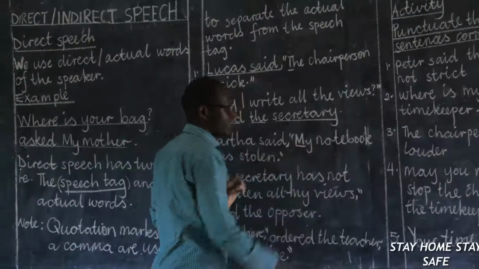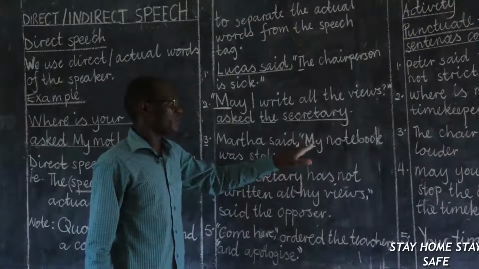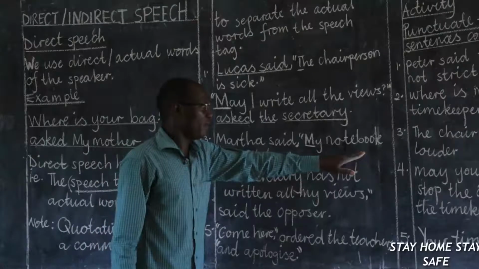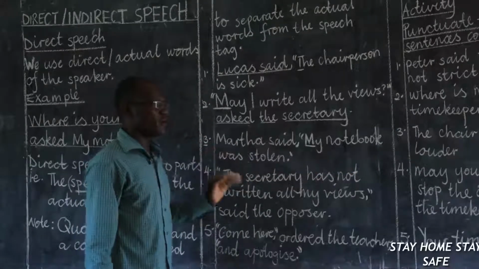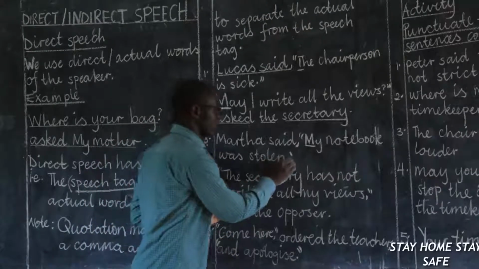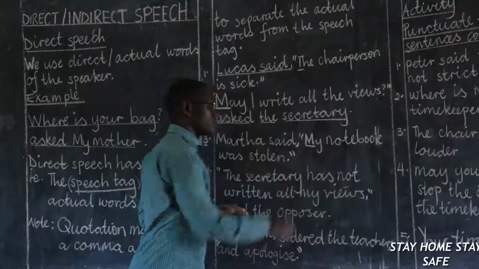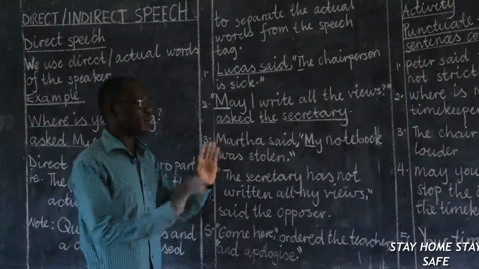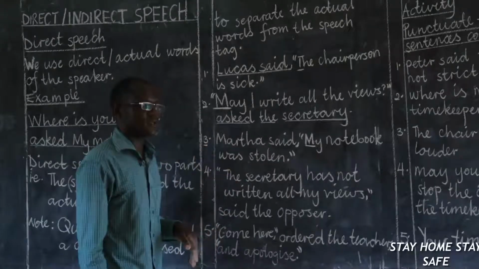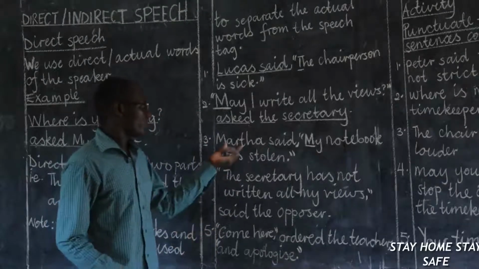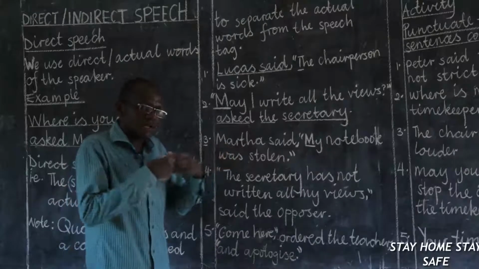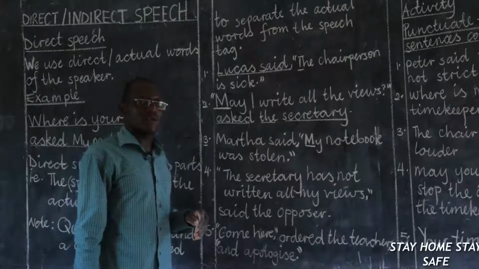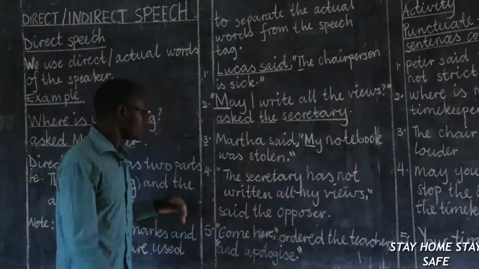Therefore, I open the sentence, all her words beginning with a capital letter. Then I write what she said. My notebook was stolen. Full stop. I then close the quotation marks. My notebook was stolen become Martha's words. And therefore, Martha said are now our own words that we have used to express what Martha said.